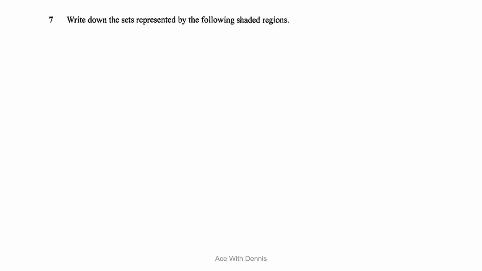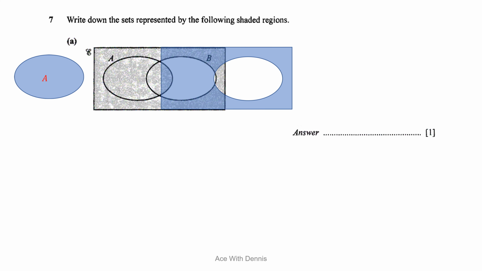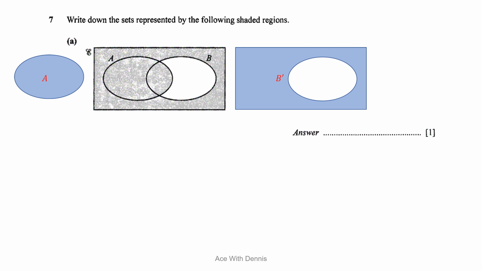Question 7. Write down the sets represented by the following shaded regions. So this is the diagram for A. 1 mark. From here, we will look at this region, which is set A, and also this region, which is set B complement. So these two regions combine together. Hence, the set notation will be A union with B complement.